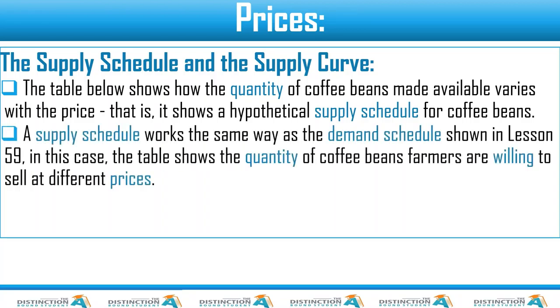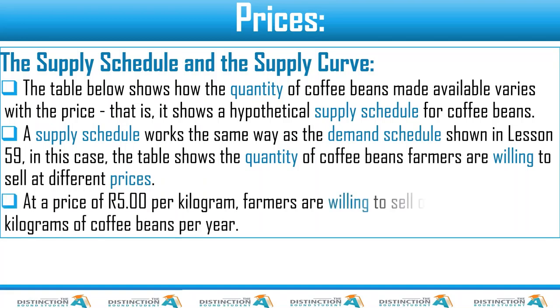So a supply schedule works the same way as the demand schedule shown in lesson number 59. In this case, the table shows the quantity of coffee beans farmers are willing, and don't forget, willingness here also means they are able, to sell at different prices. At the price of 5 rand per kilogram, farmers are willing to sell only 8 billion kilograms of coffee beans per year. So at a low price of 5 rand, they won't use all the land they have for growing coffee because the price is low. They would use the other land for growing other things. So them producing more coffee will be determined by the price of coffee. If it was more, then they would use more land for growing coffee. I hope you understand where I'm going with this.